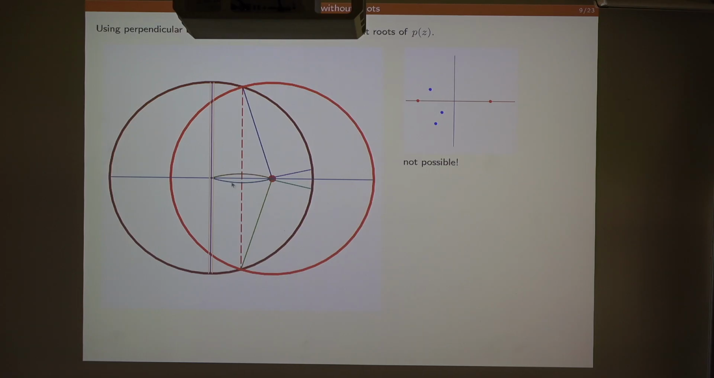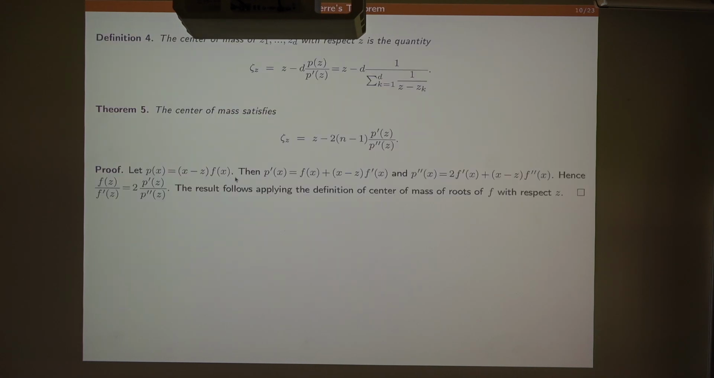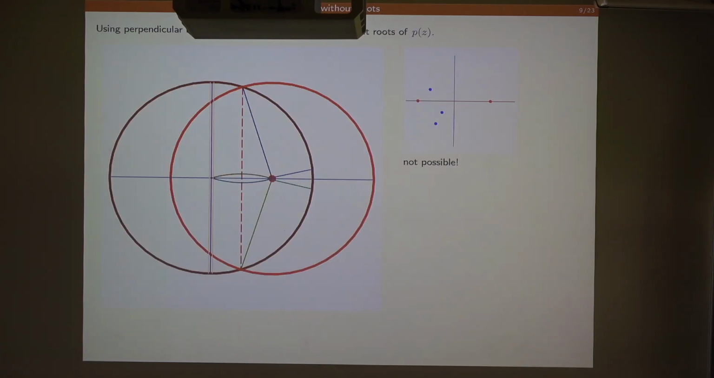By the same reasoning, you can prove that this set here has no root of P. You consider a line segment and you remark the perpendicular bisector does not intersect the lune, and you can construct these two curves and the interior, and in this interior there is no root of P.